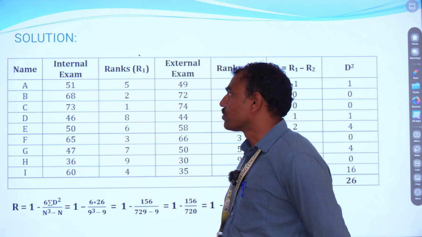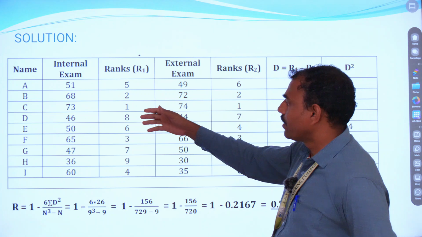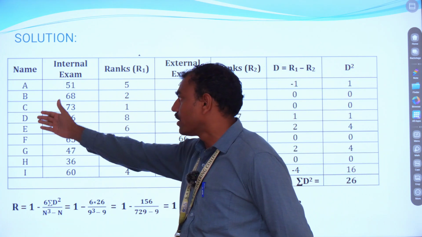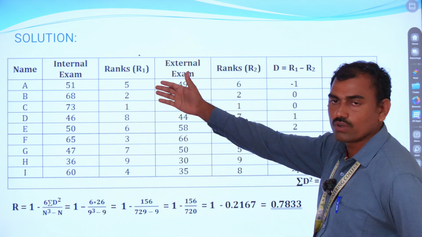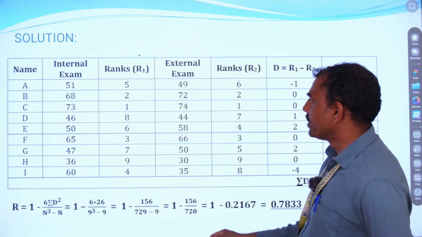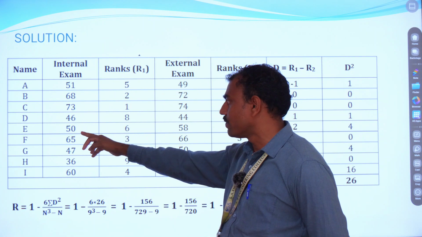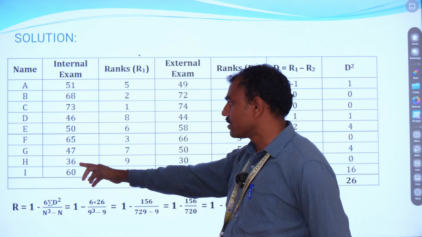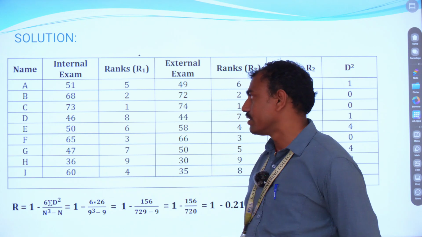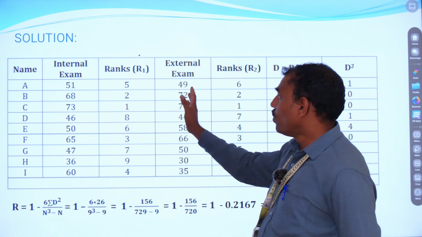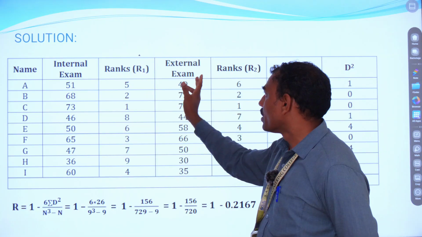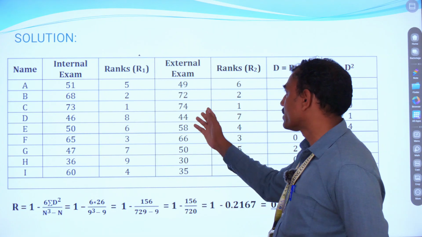The next one, solution. The given 9 observations are A to I. Names of the students A to I are given. Internal exam: 51, 68, 73, 46, 50, 65, 47, 36, 60. Here only two exams are given, internal exam and external exam.